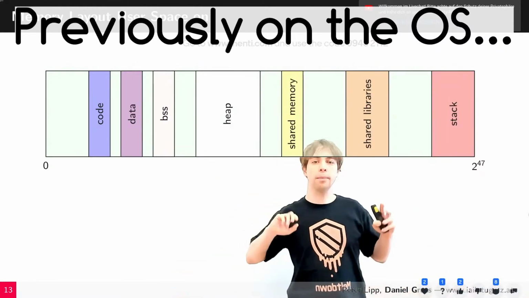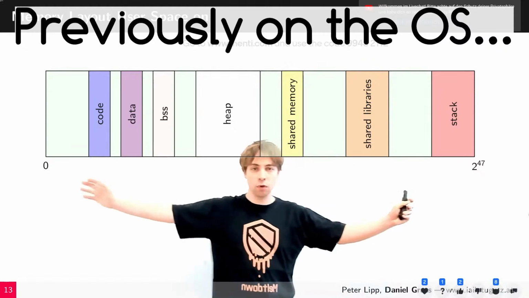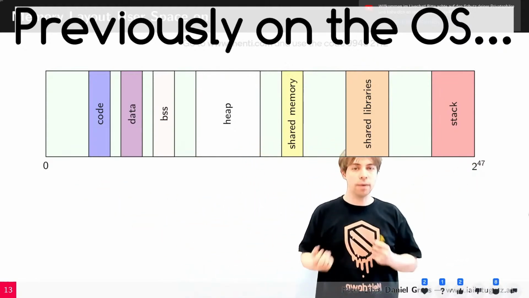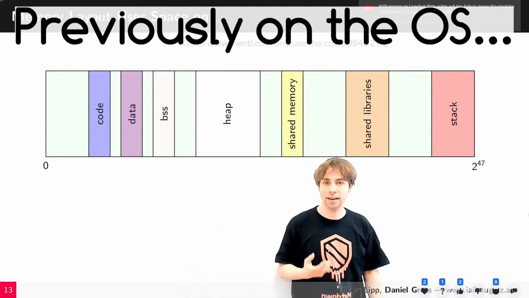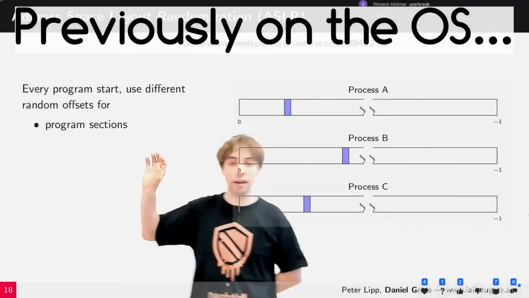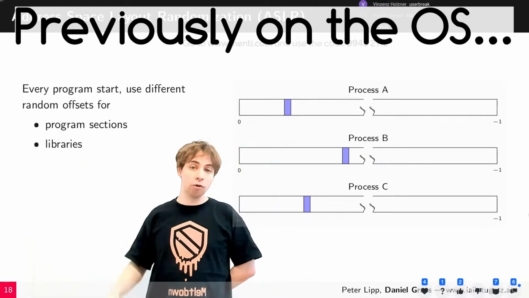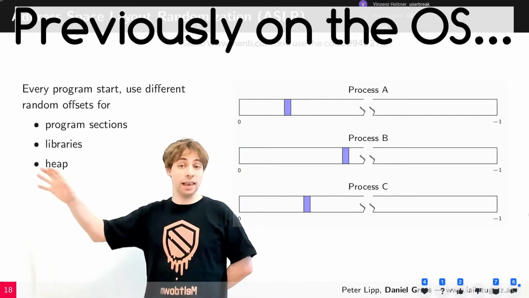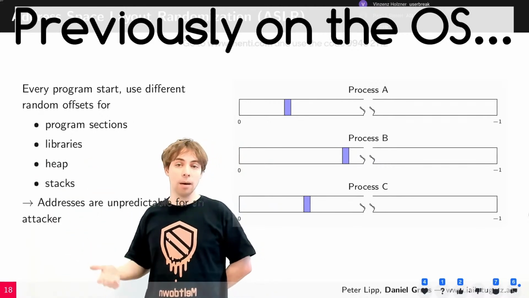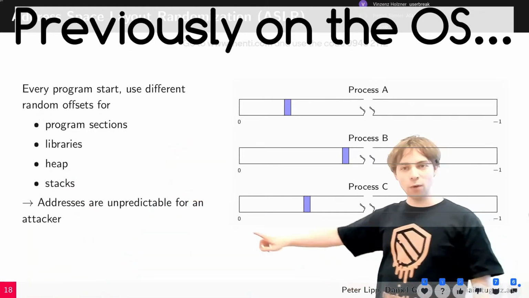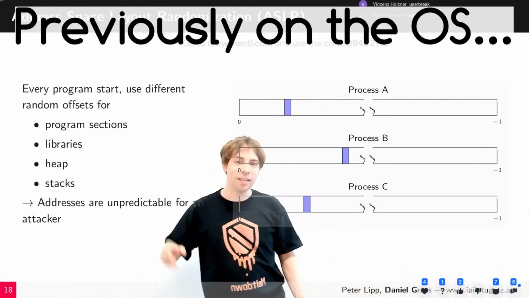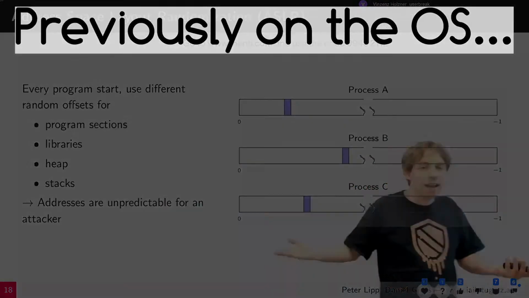We are talking here about a 64-bit system, so we have 2 to the 47 bytes of memory available, 128 terabytes. So that you can randomize the locations of program sections, of libraries that are mapped into your address space, the heap, if you implement the heap, but also the stacks. If you make the addresses unpredictable, the attacker doesn't know what to write there.